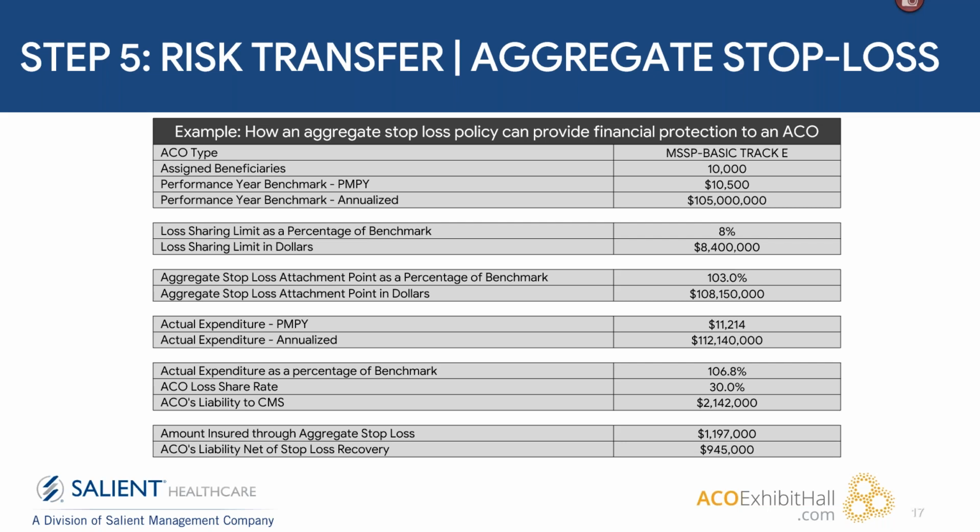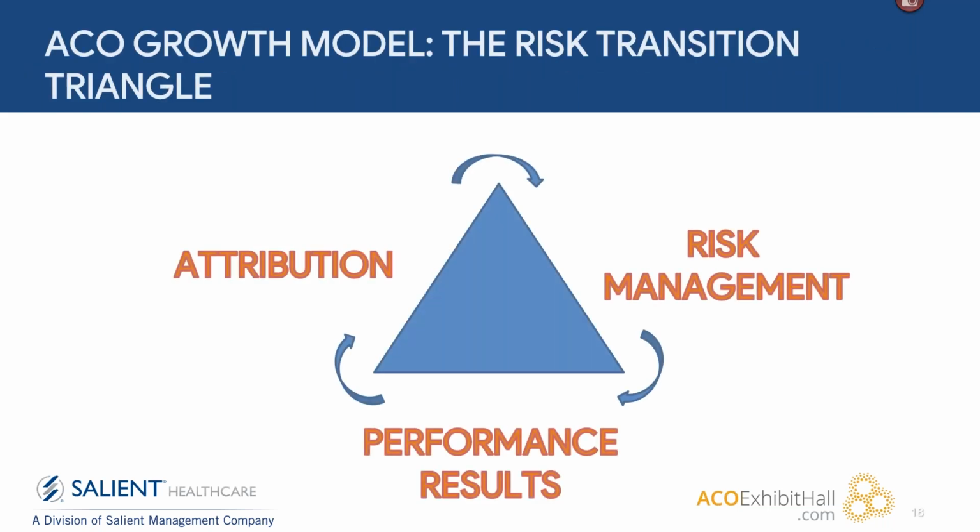I know I went through this example fairly quickly and it deserves much more analysis and discussion. But in the interest of time, I'm going to pass the presentation back to Ryan to wrap up the third leg of the ACO risk triangle, performance results. Ryan? Thanks, Dr. Schmitt. And the very last piece of the ACO risk triangle is performance results.